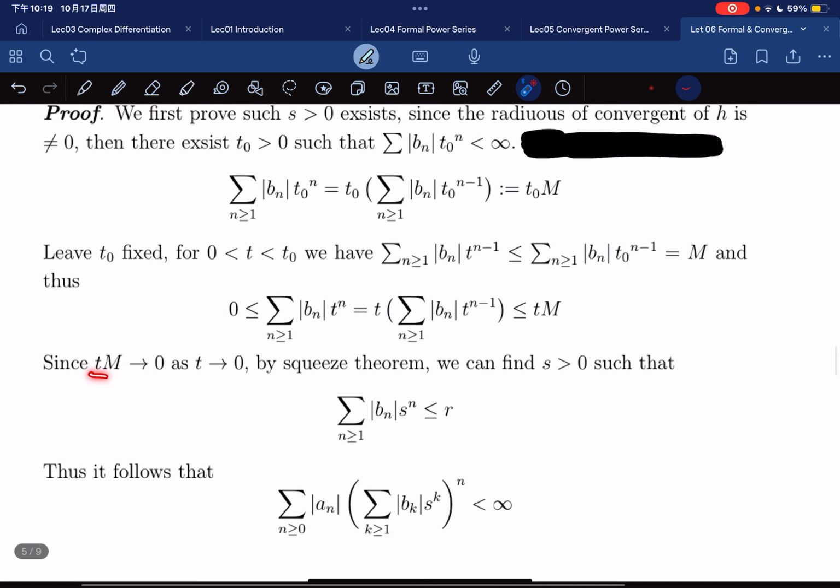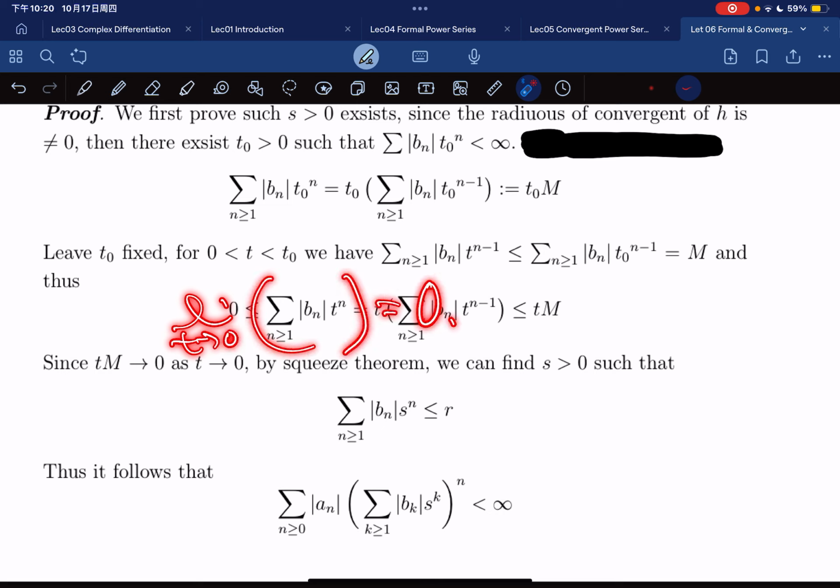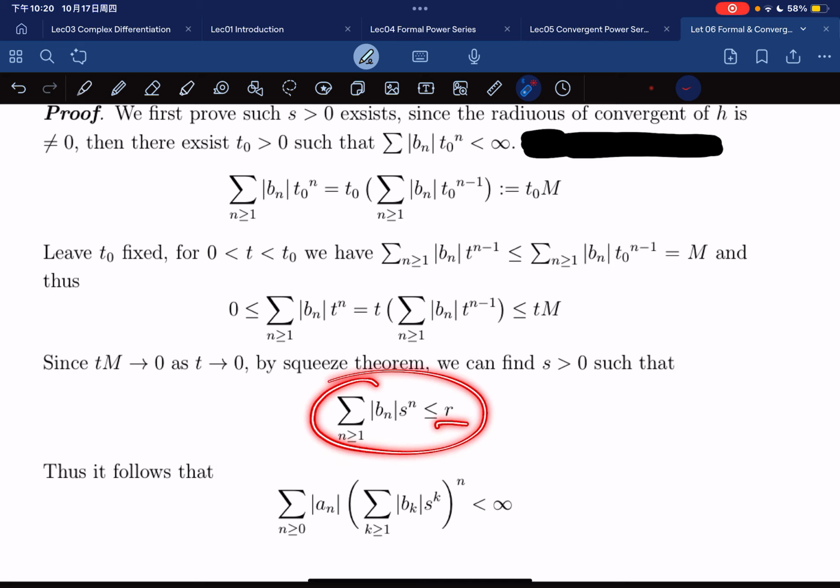But Tm goes to 0 as t goes to 0, right? So if we let t go to 0, this goes to 0, this goes to 0, so the thing in the middle must go to 0, which means that the limit as t goes to 0 of this thing is equal to 0. So we can find an s positive such that this is less than or equal to r, because r is positive. If it already goes to 0, you just let epsilon equal r.